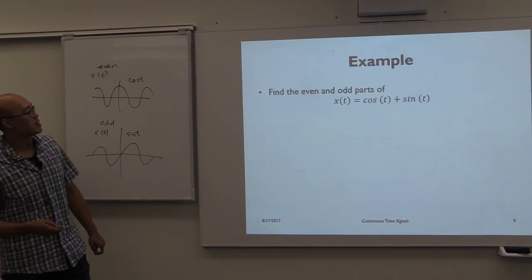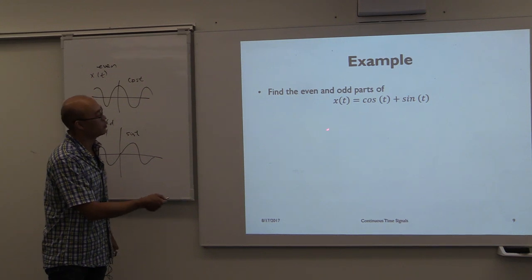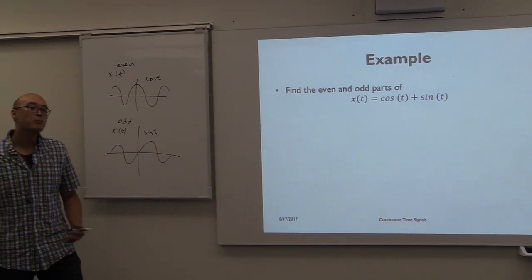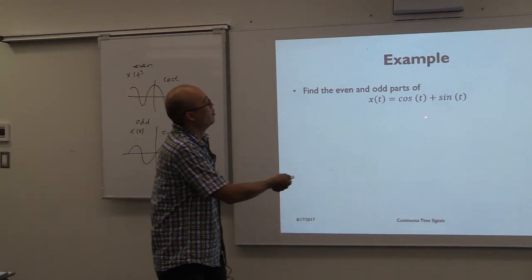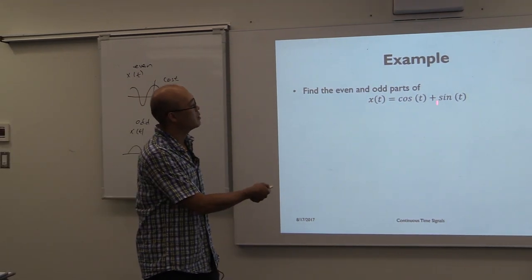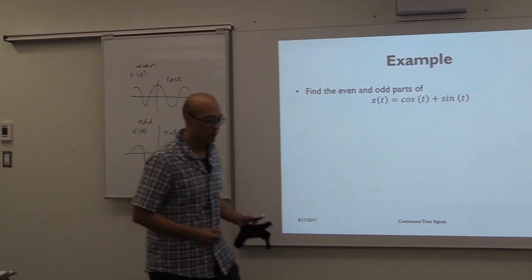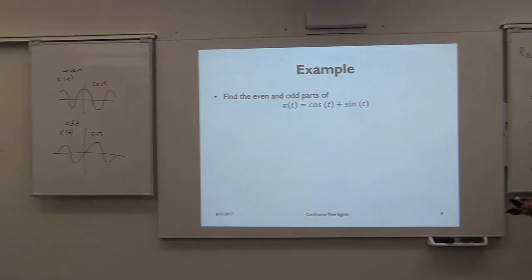So let's take a look at an example. We're given a signal x of t, cosine t plus sine t, and we want to find the even and the odd parts. By inspection, I think you can see that cosine of t would form the even part of the signal, and sine of t would form the odd part of the signal. But let's actually verify this using the definition of an even part of a signal and the odd part of a signal.